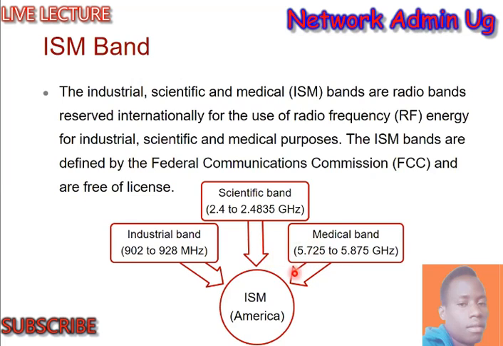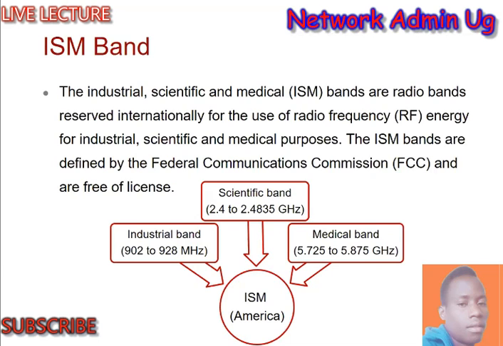These numbers look similar, the 5.725 and the 5.875. Most people confuse them, and they can play around with the numbers to make you confused. But the range is 5.725 to 5.875. Those are the basic ranges, and there is also another range of 5.15 to 5.35 gigahertz, but they all run at the 5 gigahertz band.